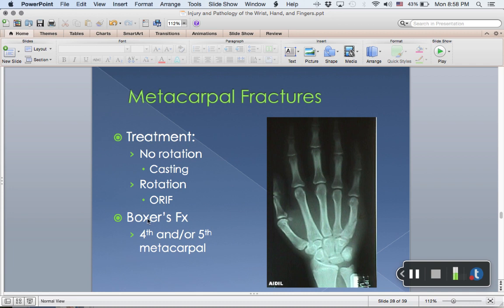A common one is a boxer's fracture, so that's the fourth and fifth metacarpal. That commonly occurs, again, if you picture someone making a fist, the knuckles would be along here, so most of the pressure is going right through these bones. So boxer's fracture, if they're punching incorrectly and they hit with the outside of their hand, it will snap the fourth, fifth, or both metacarpals.